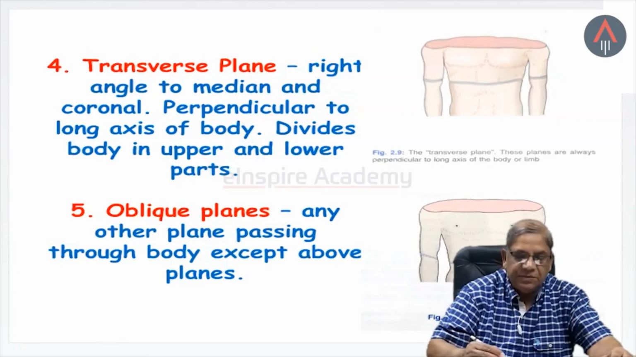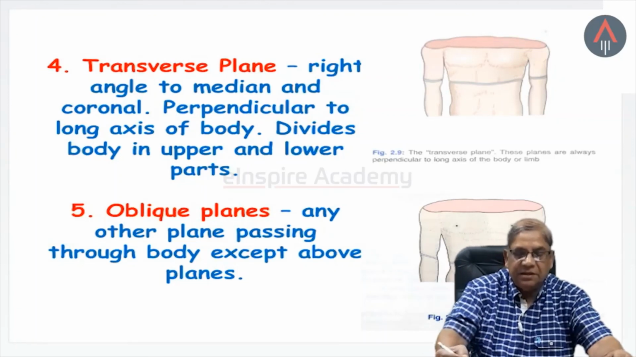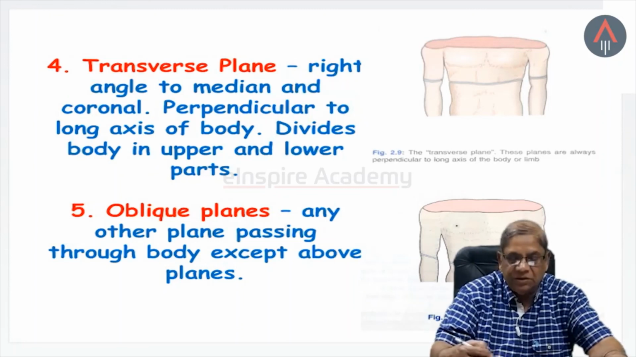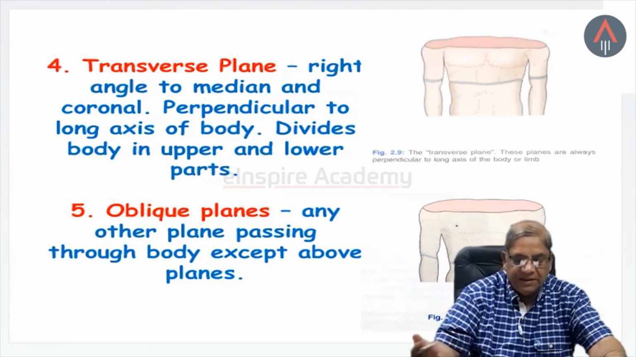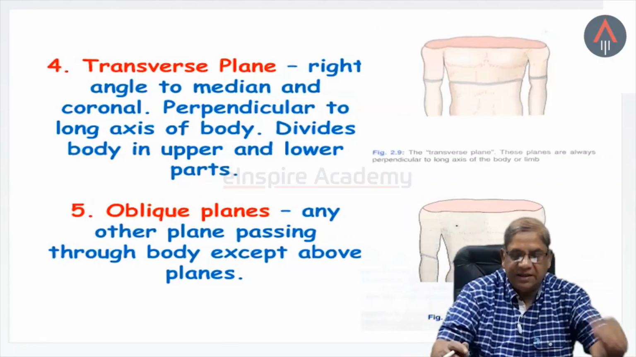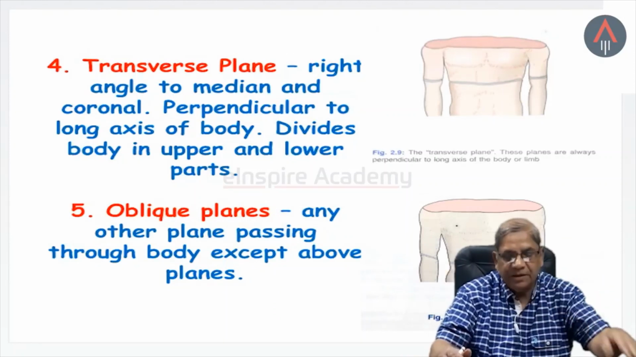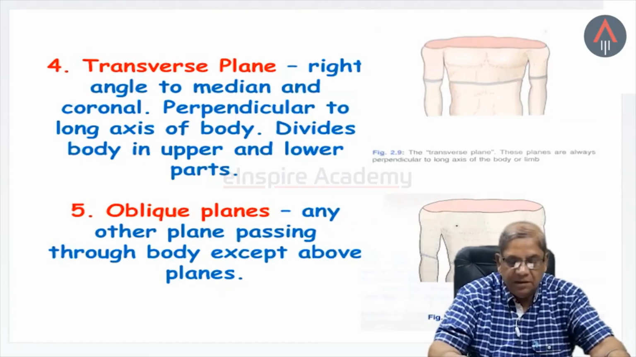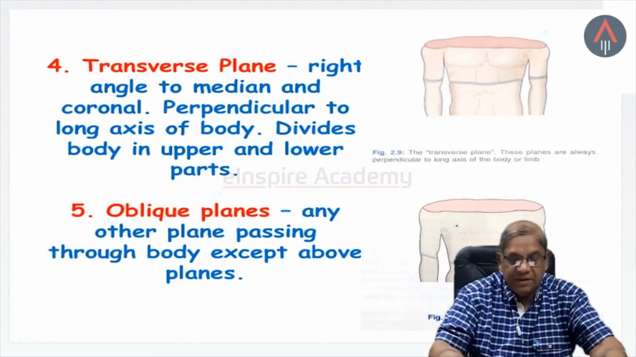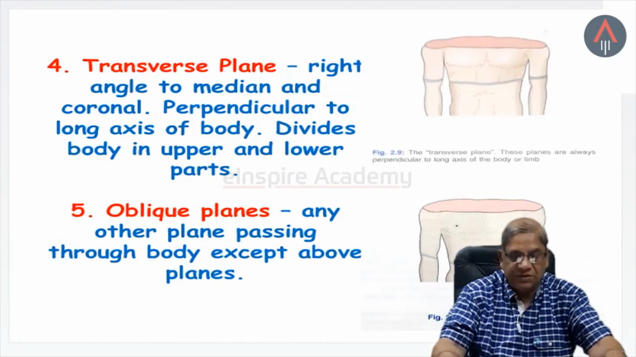See, this plane is passing here, and there is an upper part and a lower part below this plane. See the line of the plane, and there is an upper part and a lower part. This may be from any level, right from head to feet. You can get any of the planes dividing the body in a transverse manner.